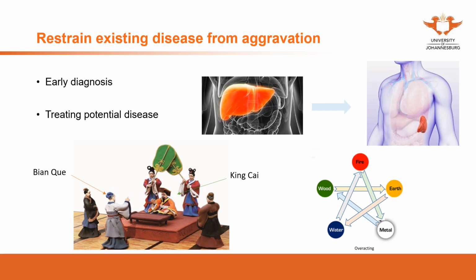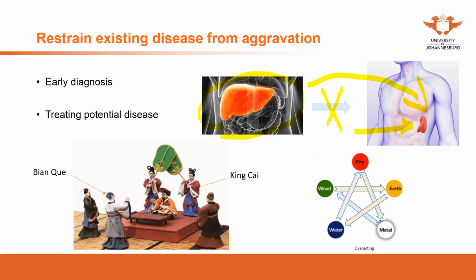The second is the treatment principle, treating potential disease. What's the potential disease? In 金匮要略, that's also a classic, it describes that if we see patients suffering from a liver problem, we know that the liver problem is going to develop into the spleen. The liver is going to affect the spleen. So in this situation, we need to strengthen the spleen to prevent the disease from going there.